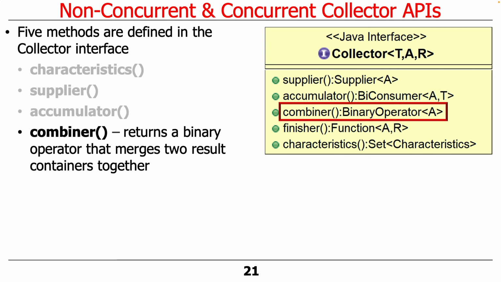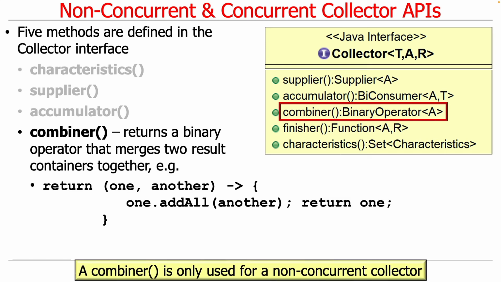The combiner returns a BinaryOperator. So all these things are factory methods. They're making stuff that will then be used by the streams framework when it needs to combine stuff or accumulate stuff or make new mutable result containers and so on. And it returns a BinaryOperator that merges two result containers together. So here's a very common one if we're working with lists. One would be a List of T, and another would be another List of T, and the combiner would take one and add all the contents of another to one and then return one.